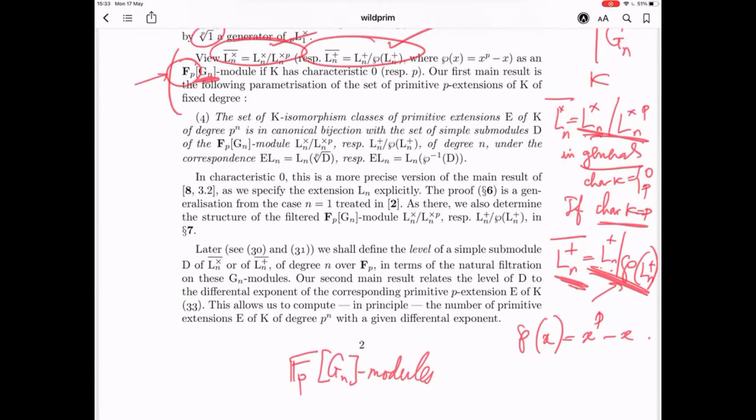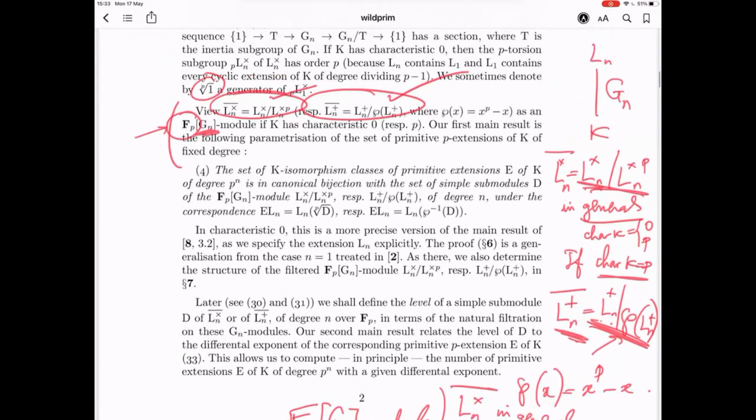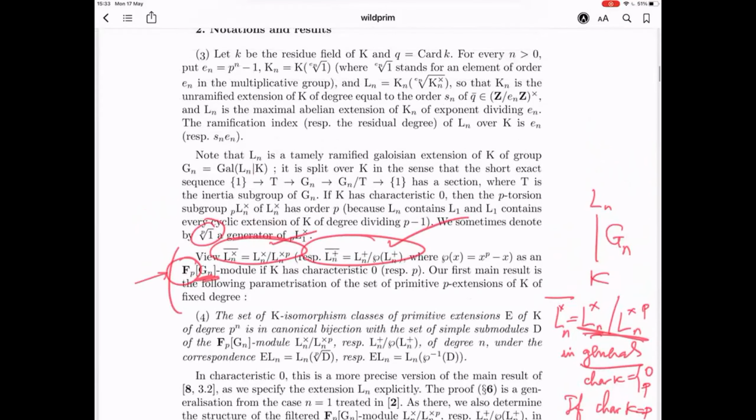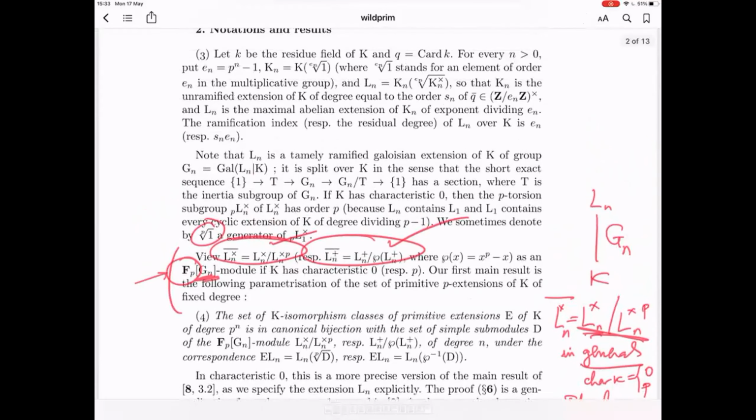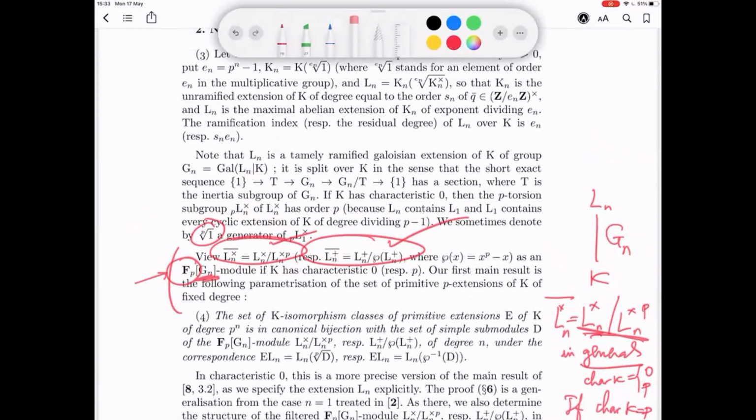So what are these modules? These are Ln star bar in general and Ln plus bar in characteristic p. Okay, so I have these two FP Gn modules, right?